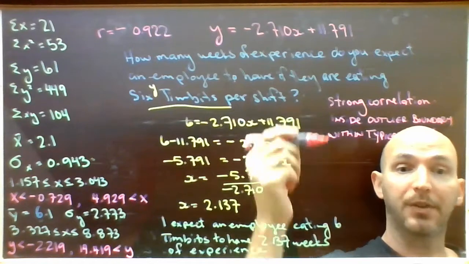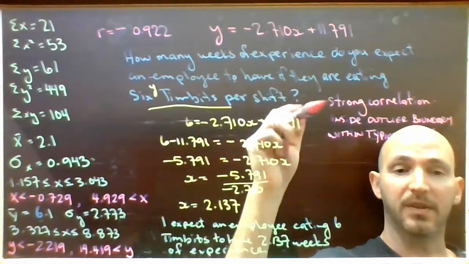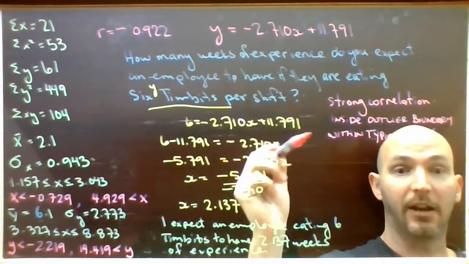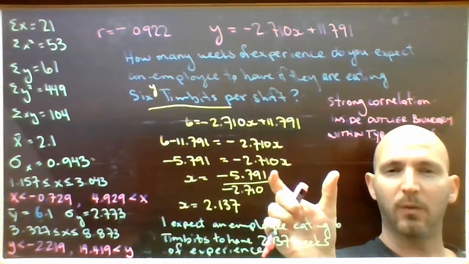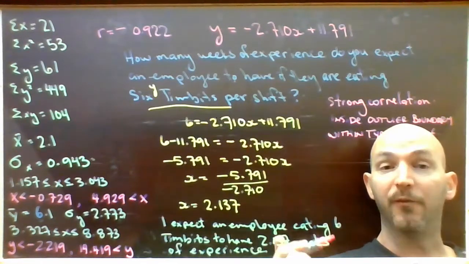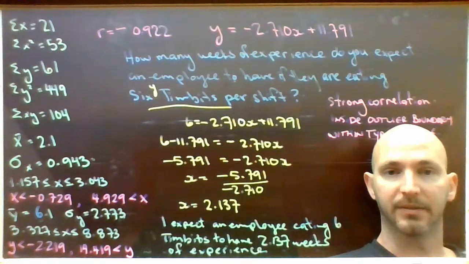So considering all three of those criteria, that it has not only strong correlation, it's not an outlier, and it's within the typical value for my data set, I am very confident in this particular result.